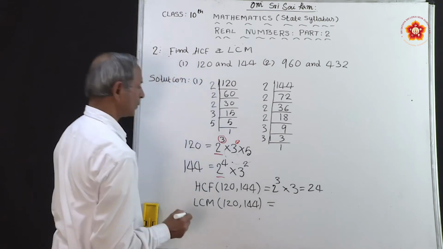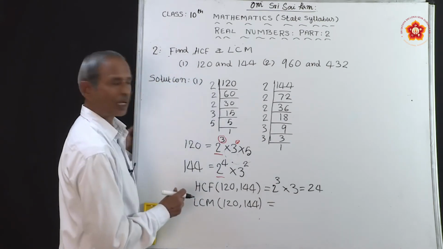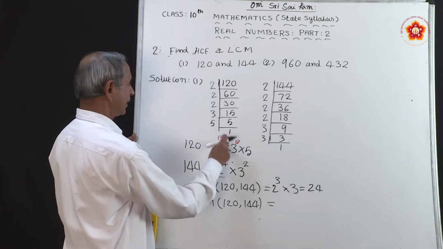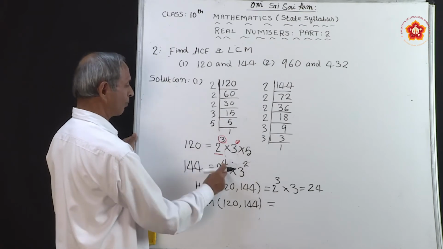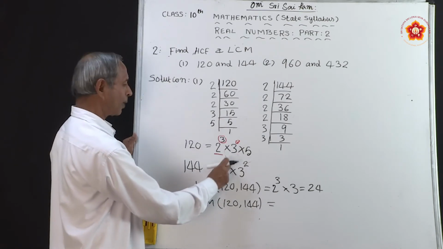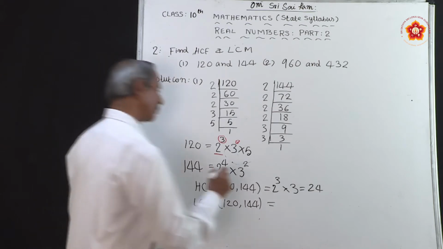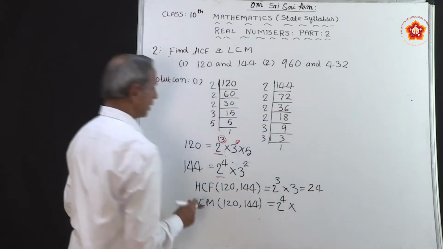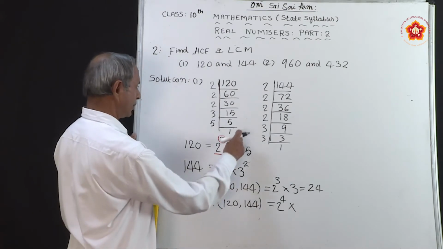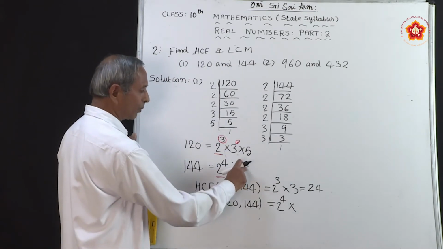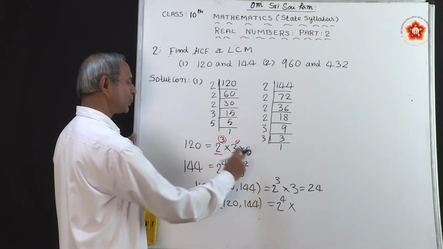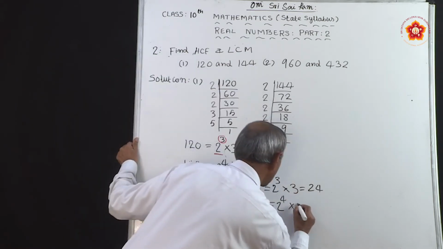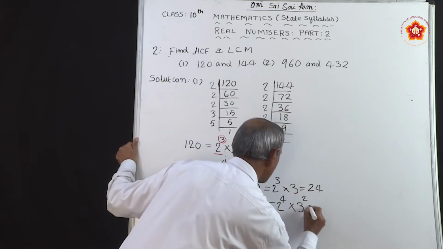Now, here you have to choose the highest power among the common factors. Here 2 to the power of 3 is there, and 2 to the power of 4 is there. Therefore, power 4 is the highest, so you write 2 to the power of 4. For 3, 3 to the power of 1 is there, and here 3 to the power of 2 is there. The highest power is 2, therefore it becomes 3 square in the LCM.